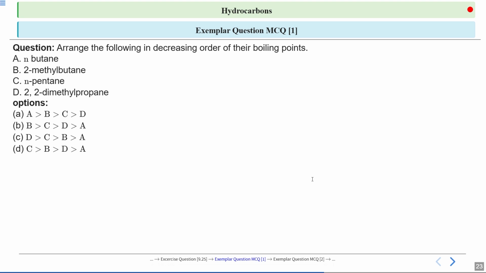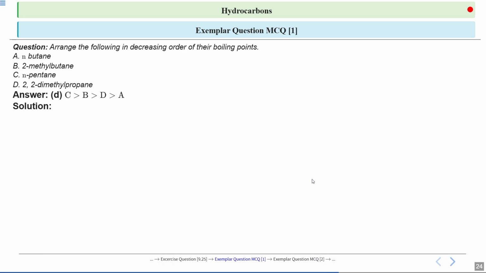The question asks, arrange the following in decreasing order of their boiling point. So we have option A as n-butane, then B as 2-methylbutane, C as n-pentane, D as 2,2-dimethylpropane. The options are given to us. We have to choose the right option for their decreasing order of boiling point. So how will we do it? Before that, let me tell you the answer if you know it. It is option number D.